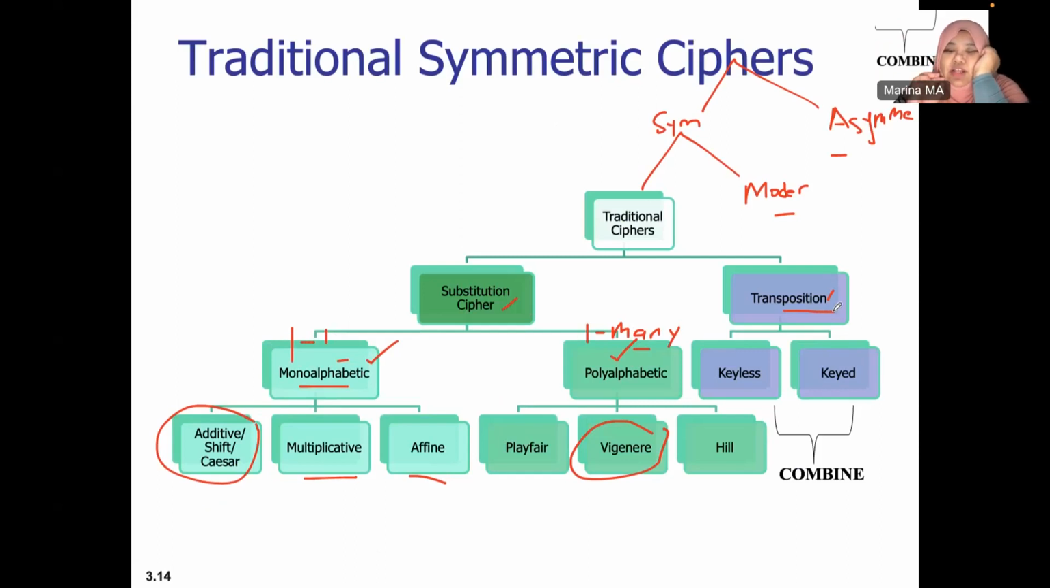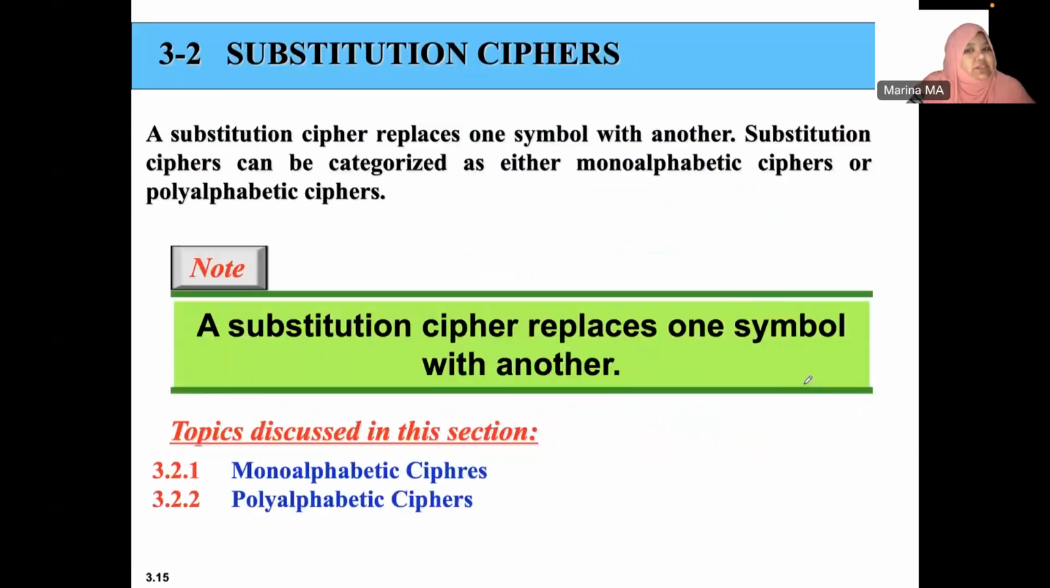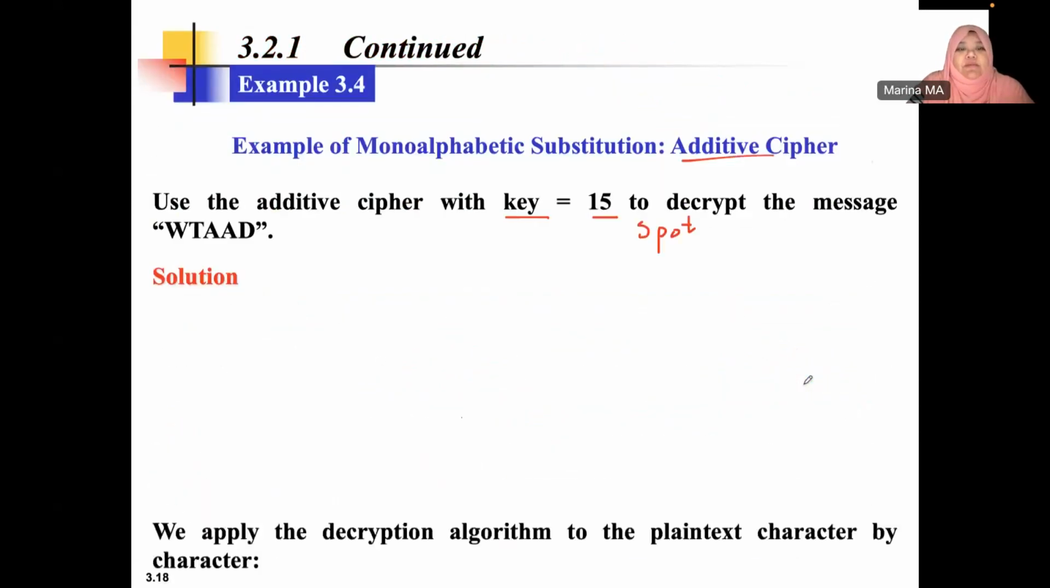Okay, first, the categories under transposition cipher: keyless or keyed, or we can also do a combination. Okay, let's look at the first one, keyless transposition.